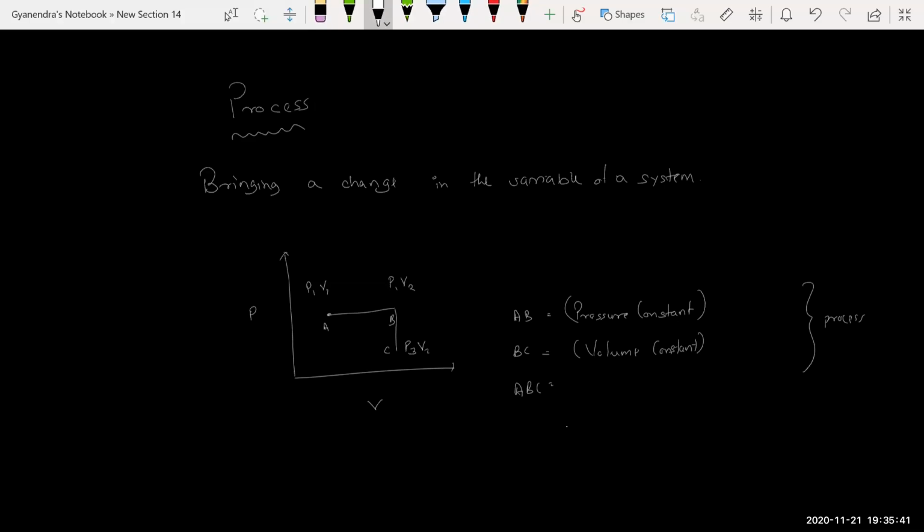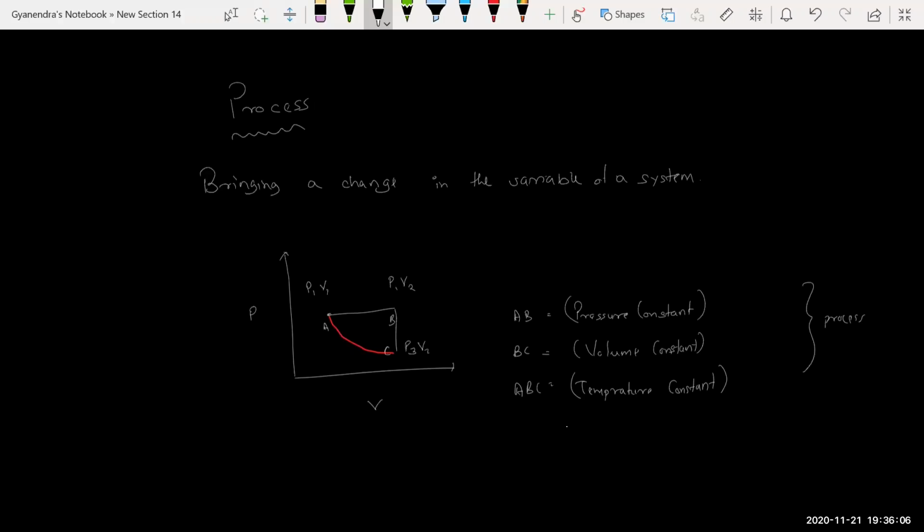You can also have a process from A directly to C, in the manner of a curve, a hyperbola. In such a process, you would have temperature constant, Dinesh. Sir, we can't have a straight line from A to C. If A to C is very near to each other, you can still have temperature constant, and you can make a straight line.